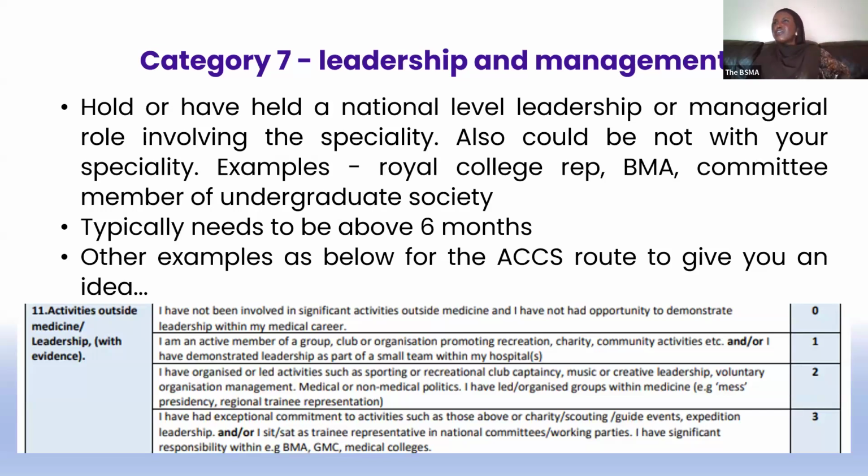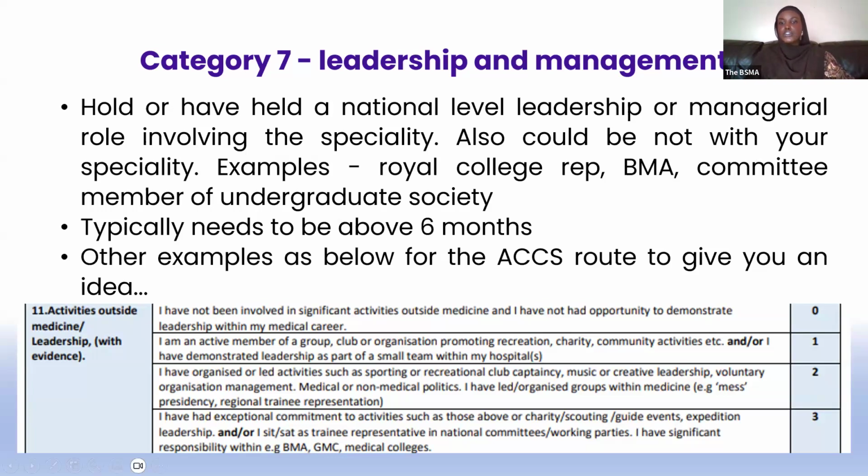I think, oh yeah, I was the vice president of oncology society at university. I definitely did not do anything with oncology, but it's just to give you an idea of things that you can do. And typically they say it needs to be over a 6-month period.